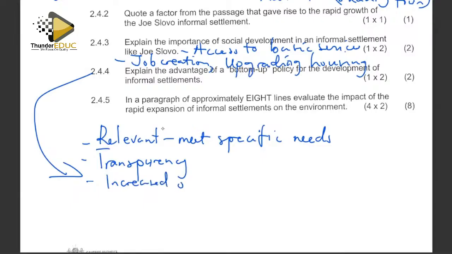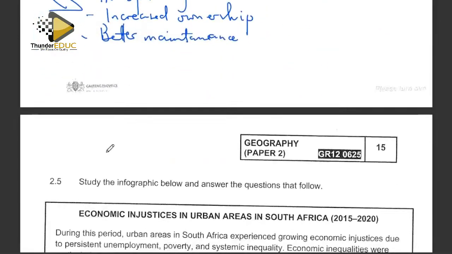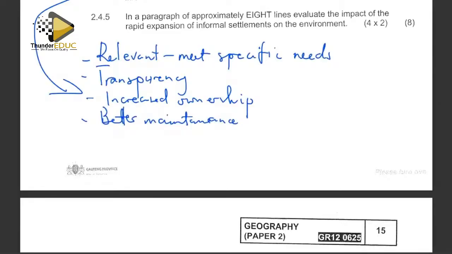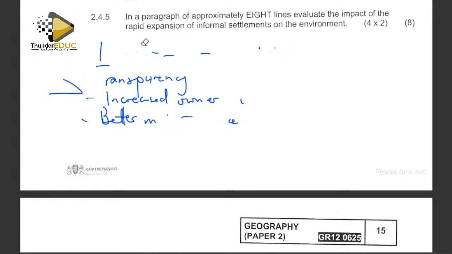assists in increased ownership. Since it's the people who are deciding for themselves, they also uphold a sense of ownership. And also we can talk of better maintenance. The people will be responsible for the maintenance of whatever is developed in their areas because it's them who advocated for those developments. So they have to take care of the very same developments, for they know that they are the ones who are benefiting from that developmental process which has been implemented in their areas of residence. Right, I'll move on to number 2, 4, 5.